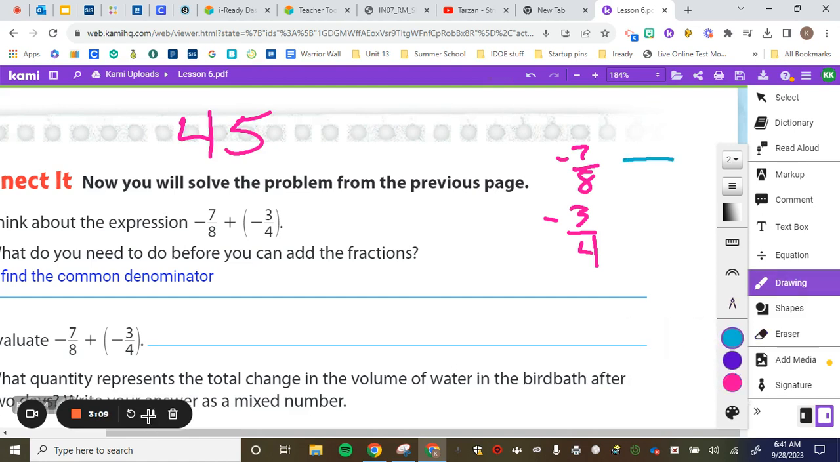So now I'm ready to find my common denominator, which we already said is 8. To find a common denominator, you multiply the numerator and the denominator by the same number. So I would do 8 times 1 to get 8. So I do -7 times 1 to get -7. Now for -3/4, I will do 4 times 2 to get 8 and -3 times 2 to get -6. So my first step, I found my common denominator. I'm finished with that. Now what's my second step in adding fractions?